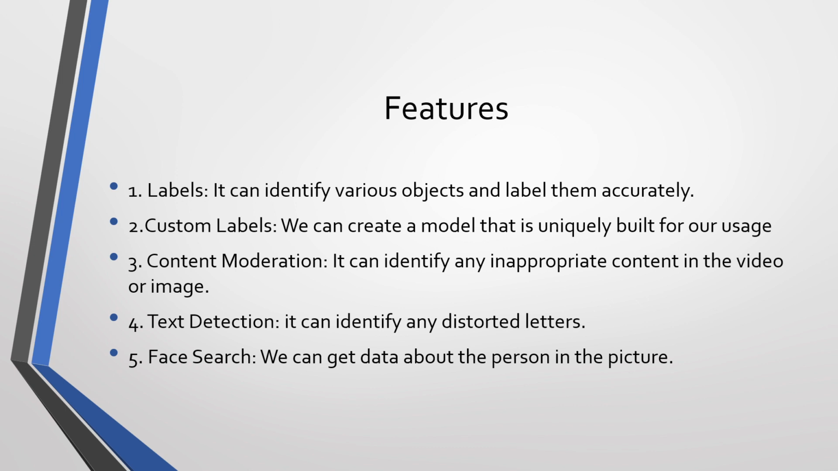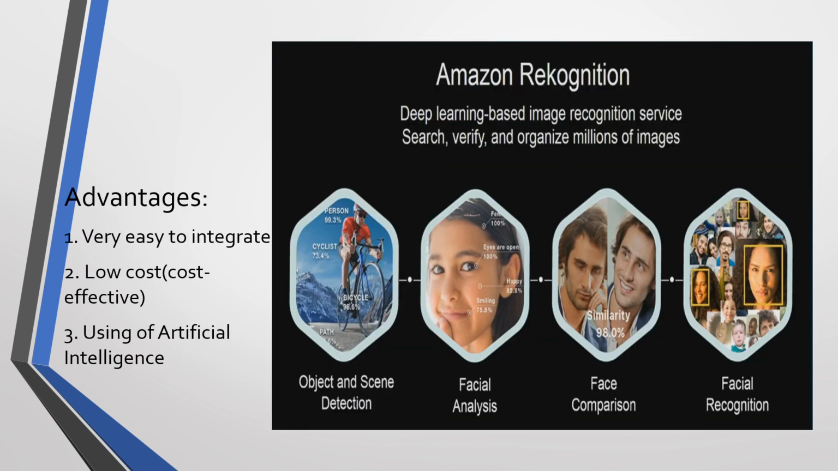So next, let's see the advantages. As I have already mentioned, it's very easy to use and also very easy to integrate with different projects. I have said that we have a free tier limit, right? For object detection projects, it of course comes under the free tier limit. If it crosses the free tier limit, it costs less than $2. So it's very low cost and cost effective. And as it uses artificial intelligence, it has many features which are very helpful.